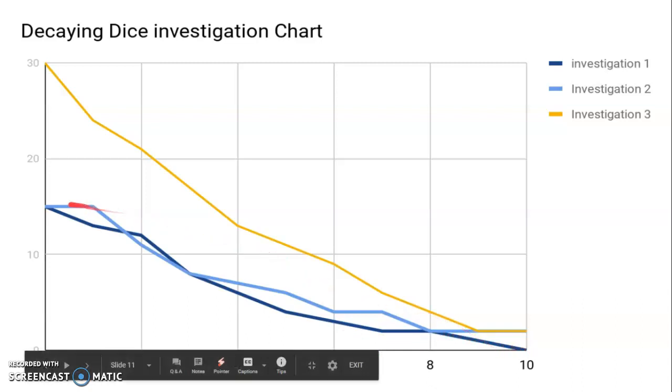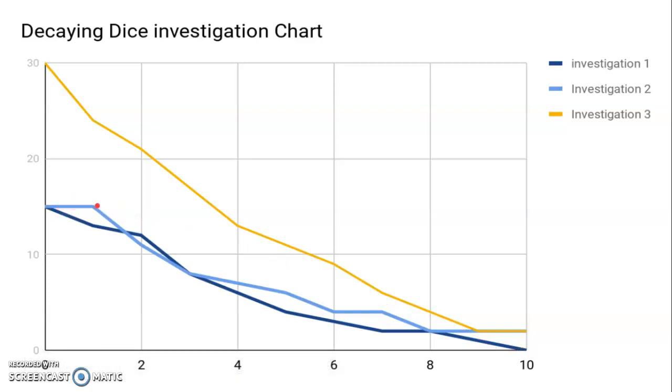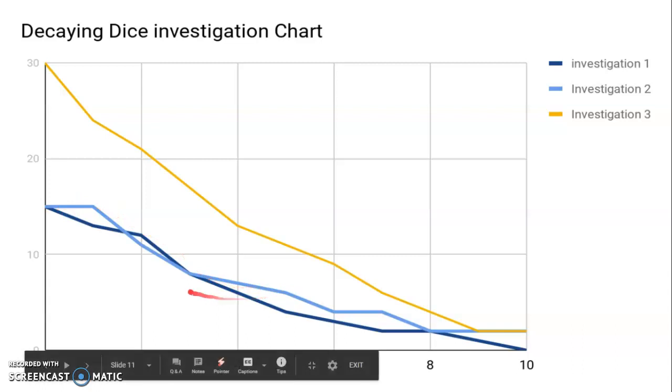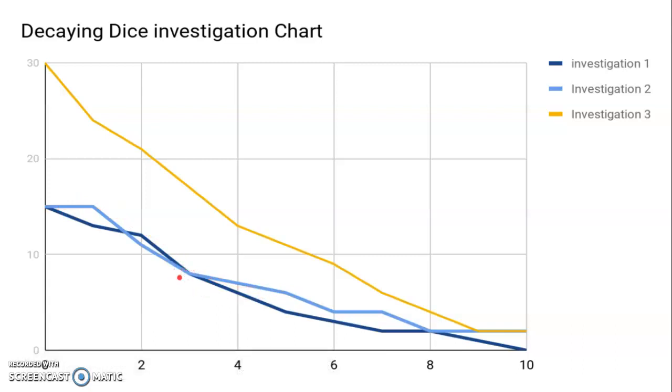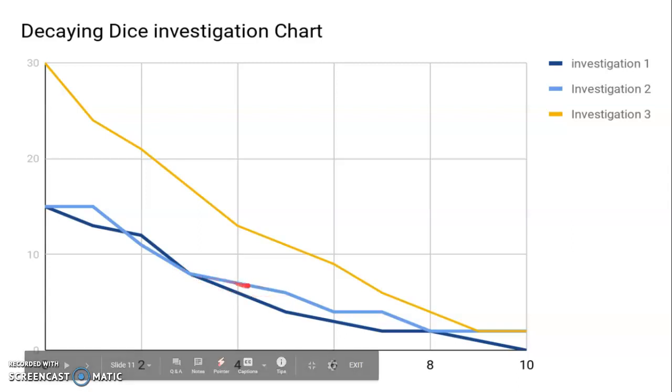Investigation 2, it starts level, doesn't go down at first, then it suddenly drops at roll number 3, and starts a slow, strenuous decrease. Then between rolls 6 and 7, it keeps an average as well. It goes down a little bit in 8, and then it levels out up till 10.